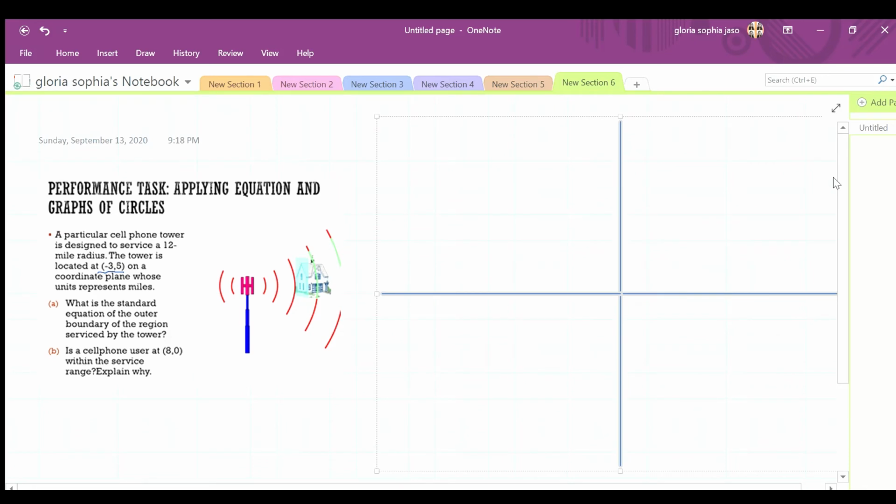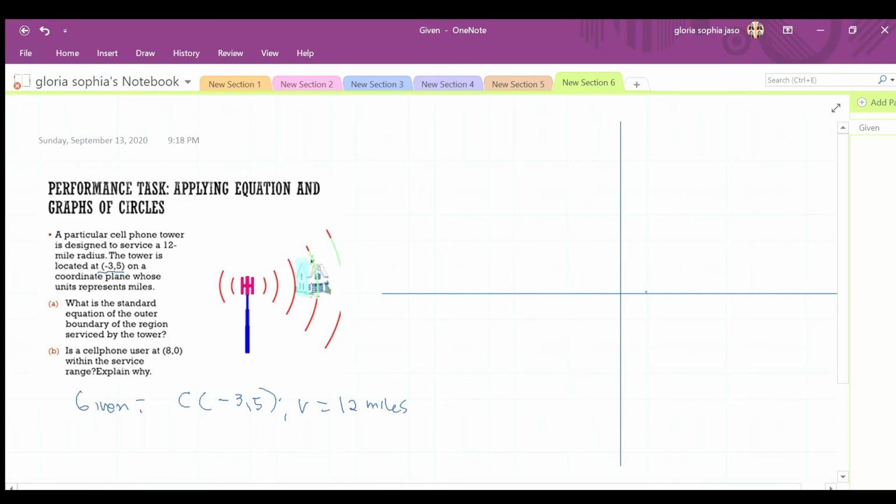Okay, so graph natin yung center natin. Or let's write muna the given. So, yung given natin is center at negative 3, 5. Nandun daw yung location ng tower natin, cellphone tower. And then, yung radius natin is 12 miles.